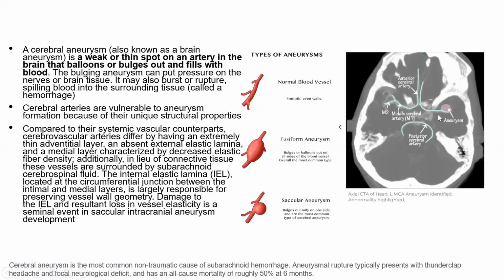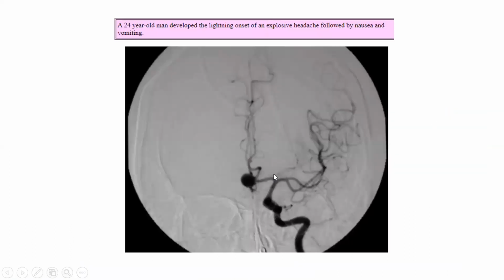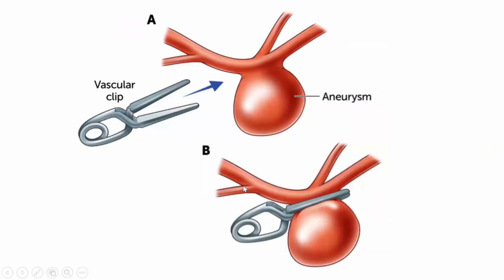So can you see this? Can you appreciate this is an aneurysm over here? This is an anterior communicating artery aneurysm. You can see this little white balloon outpouching. And what we do in neurosurgery, we apply a clip over here, as you can see, to obliterate this aneurysm, to separate it from the main circulation. Can you very well appreciate it?